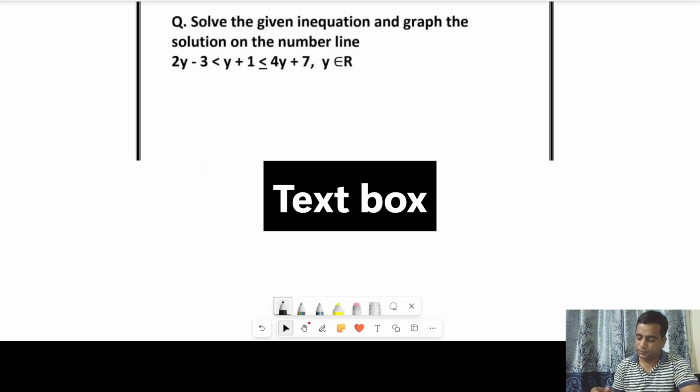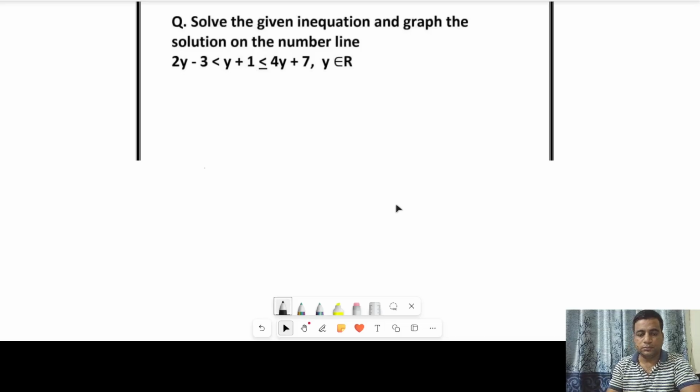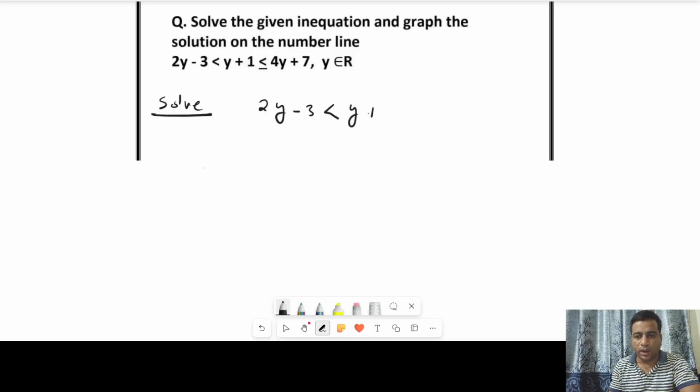Now, students, it's your linear inequality problem. The question is: solve the given inequation and graph the solution on the number line. First, solve the inequality. The inequality is 2y minus 3 is less than y plus 1, which is less than or equal to 4y plus 7.